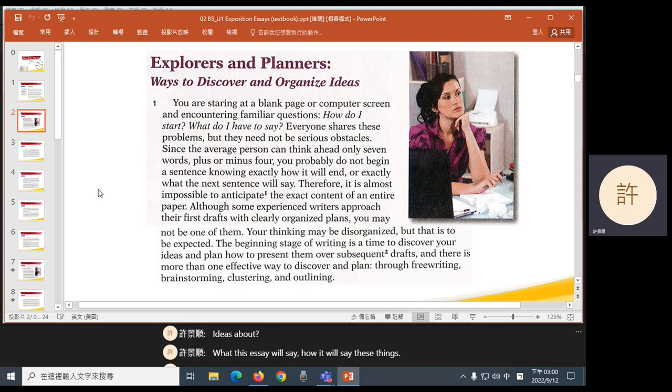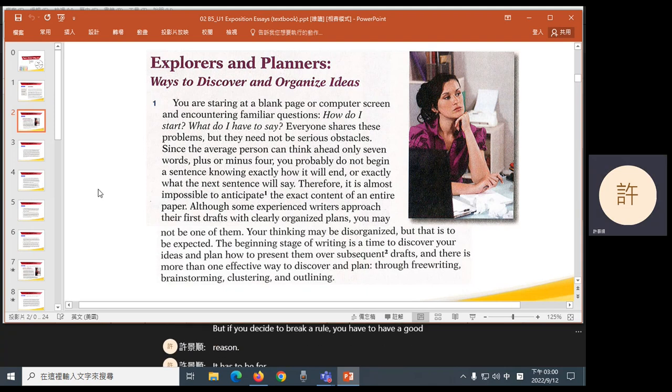If your essay in the middle breaks from these expectations, your reader will not expect them. It may be harder for your reader to understand. It may be harder for your reader to follow what you're talking about. So once you pick an order, stick with the order. Unless you have a very good reason not to. In writing, there's no 100% rule that you always have to follow. But if you decide to break a rule, you have to have a good reason. It has to be for a specific purpose.